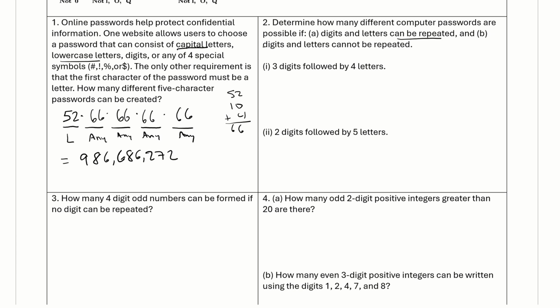All right, so number 2, determine how many different computer passwords are possible if digits and letters can be repeated, and then for part B, they cannot be repeated. We have 3 digits followed by 3 letters. So 1, 2, 3, these are digits, and 1, 2, 3, 4, and so we got letters. We have 10 digits from 0 to 9. I could use any of those. For part A, they can be repeated, and then part B, they cannot be repeated.